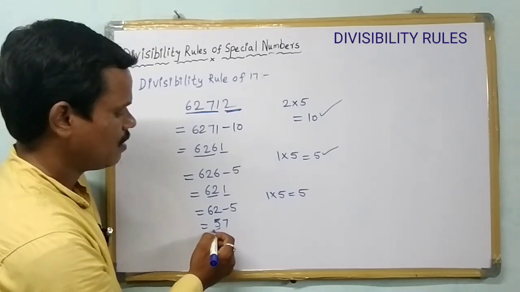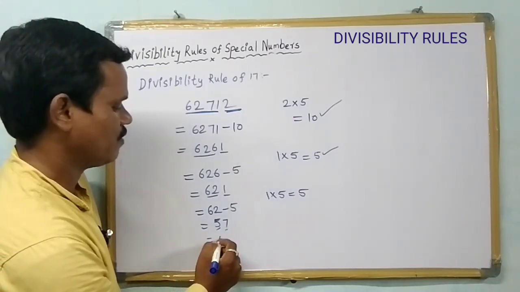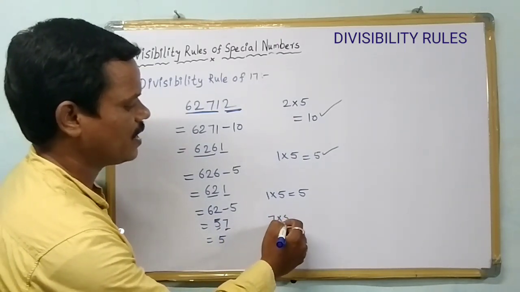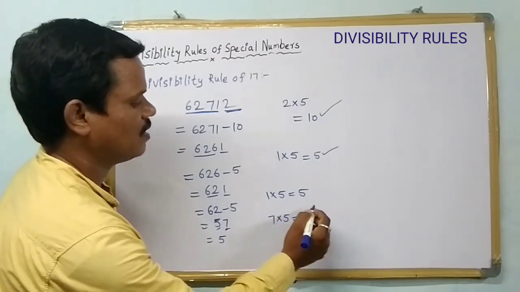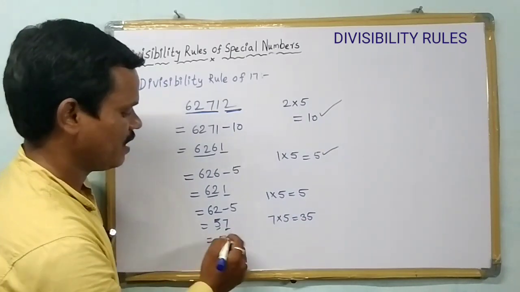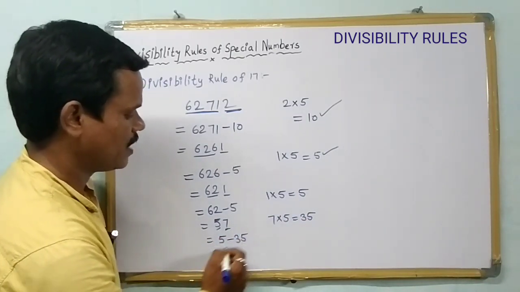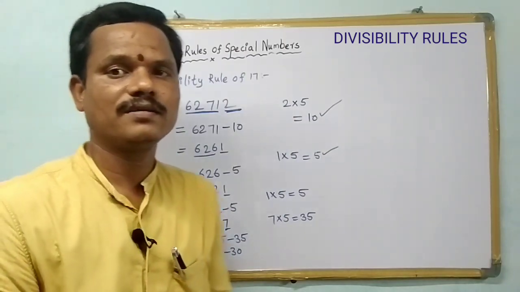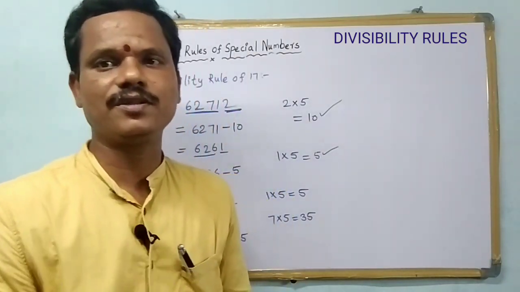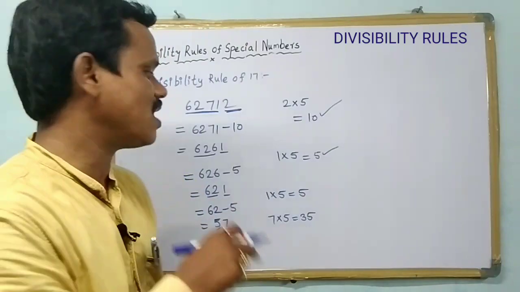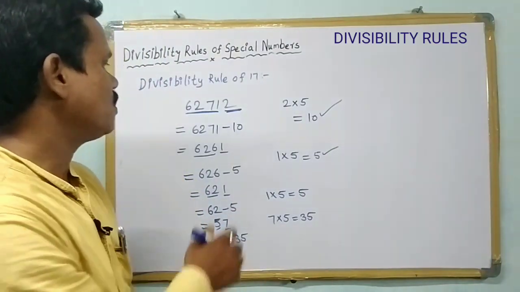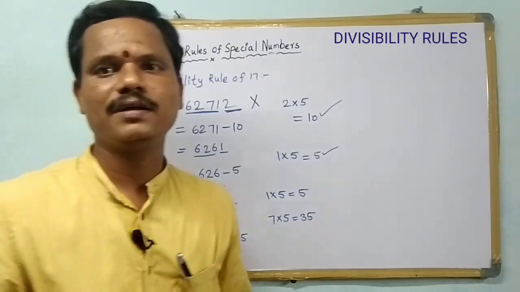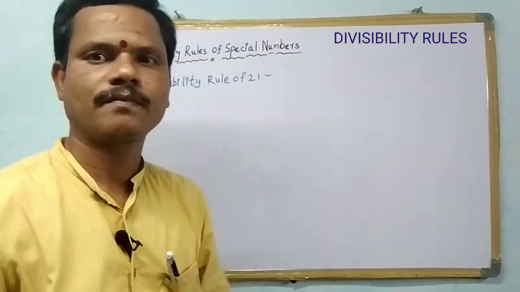Now take these 2 parts, 5 and 7. Now multiply the first part, 7 into 5, 35. Now subtract 35 from 5. 30. This is minus 30. 30 is not divisible by 17. 17 1 is 17, 17 2 is 34. So 30 is not divisible by 17. So 62712 is not divisible by 17.